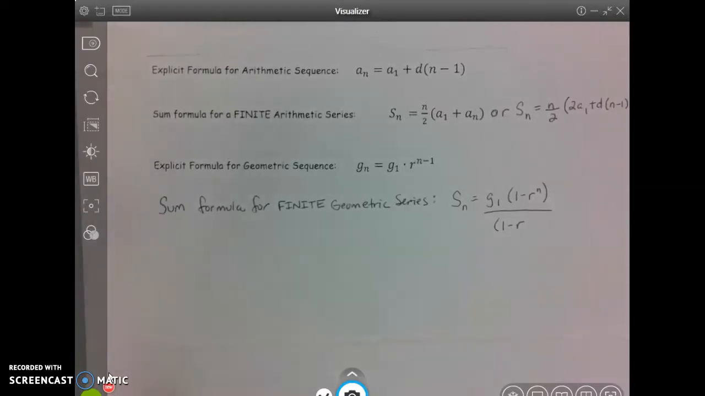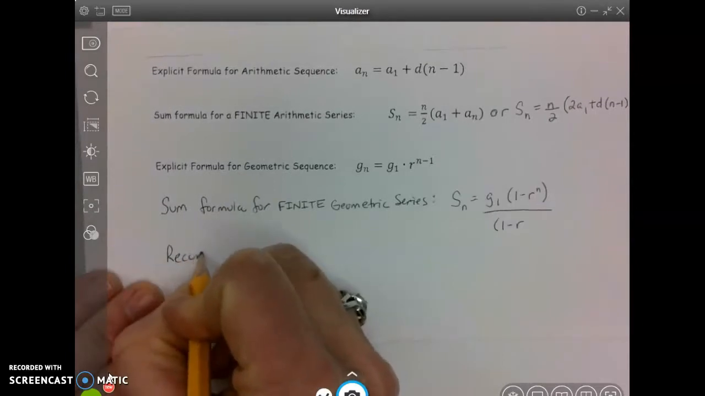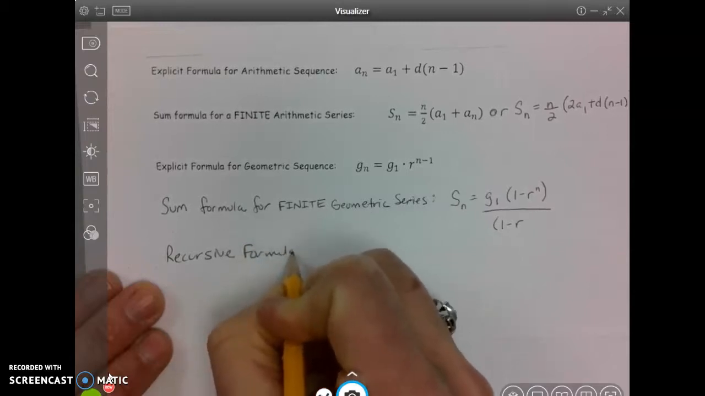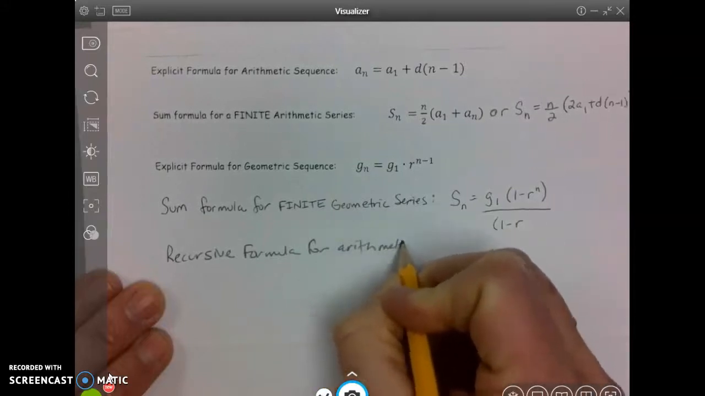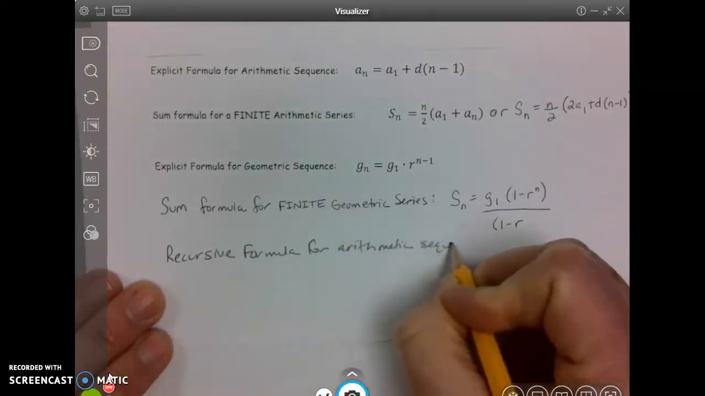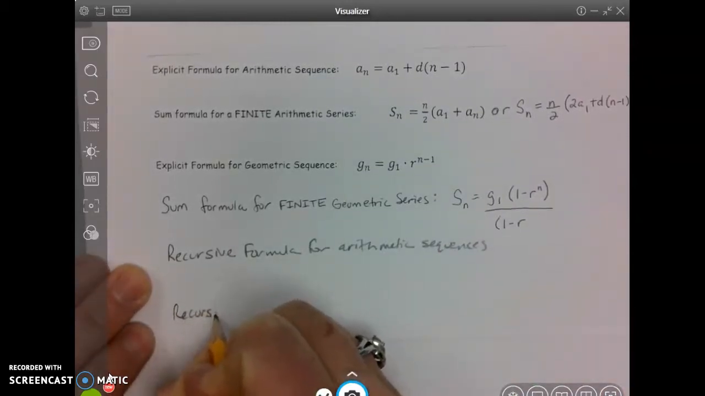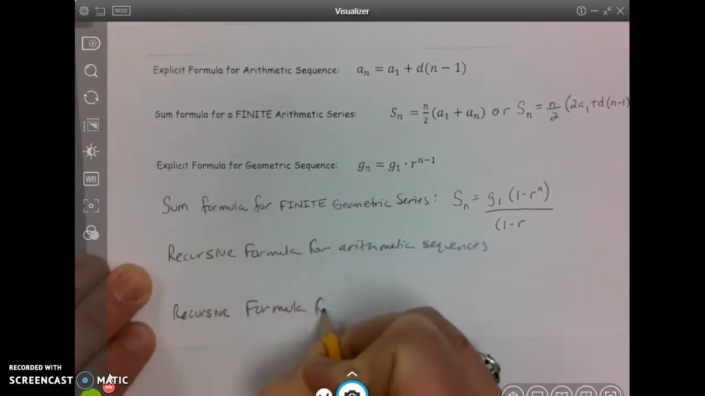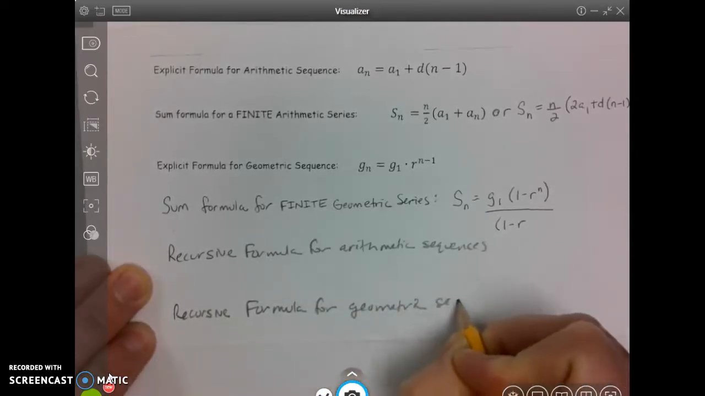If you want to go ahead and write recursive formulas on your formula sheet, you could add to your formula sheet the recursive formula for arithmetic sequences, and then you could also add the recursive formula for geometric. They're almost the exact same.